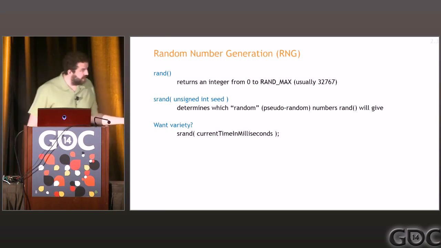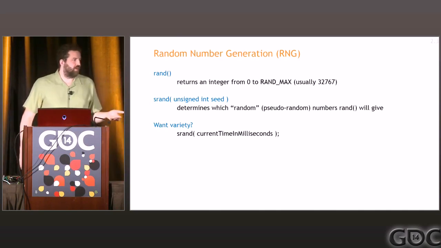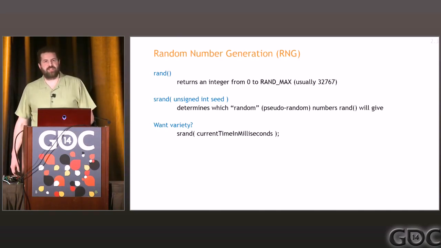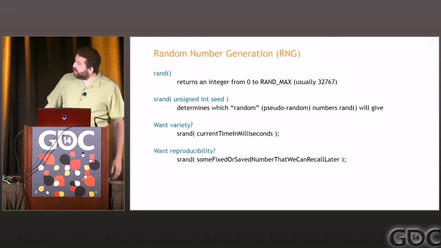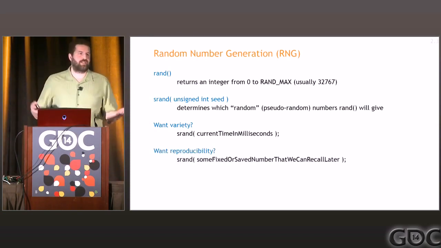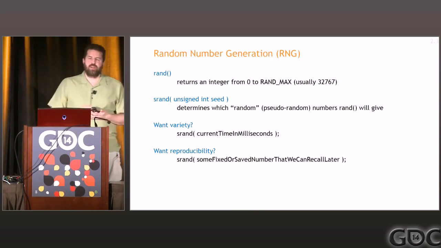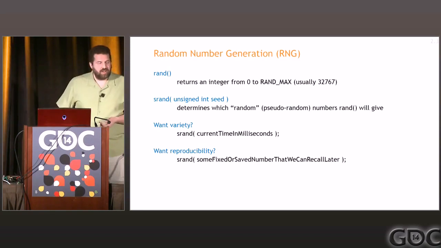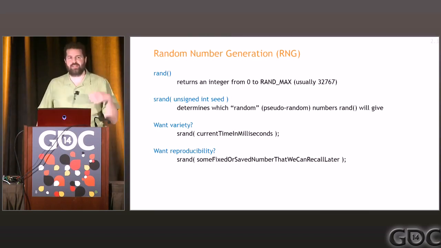If I want variety, if I don't want the random numbers to come up the same every time, then I need to seed it with a different number. And people often will just use seeds based on time. If I want reproducibility, where I do want to be able to recreate the same world that I created before, either because I'm restoring a saved game, or I don't want to save all that data out, or I want you to be able to play the same world that I played, then I can seed with a fixed number that I saved off and I remembered.